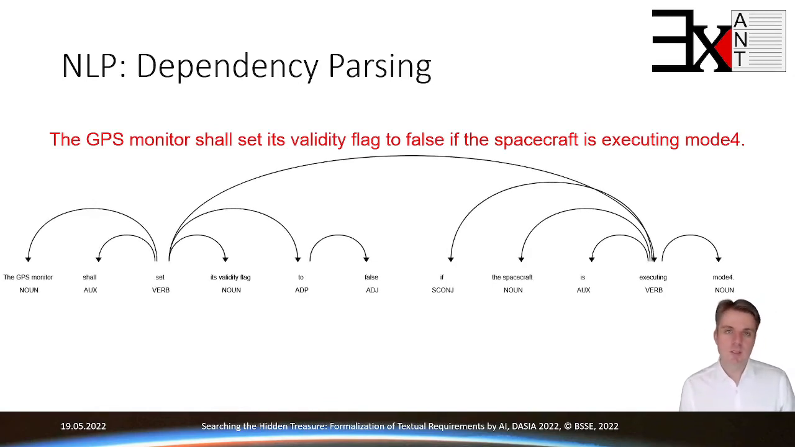Using dependency parsing, we can identify the major parts of this sentence and their relationship to the other parts. So for example, we will identify set as the verb in this sentence, and GPS monitor is the associated noun. Another associated noun is the validity flag, for example. And you see that this is not quite perfect yet. There still needs to be some training to be done, which is also part of the activity.